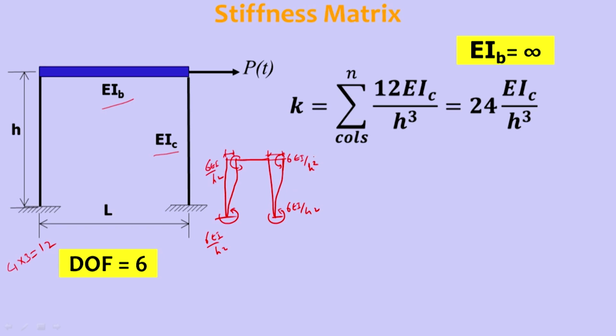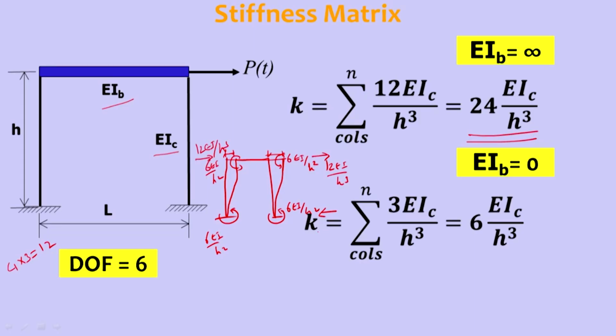So we need to apply a clockwise couple, that is 12 EI by h cube, and here also the same 12 EI by h cube. So this 12 EI by h cube and 12 EI by h cube together we get 24 EI by h cube. This is the combined stiffness of both the columns. So that is when the flexural rigidity is infinite. So if the slab is rigid, the beam is rigid, then we can go for this condition.